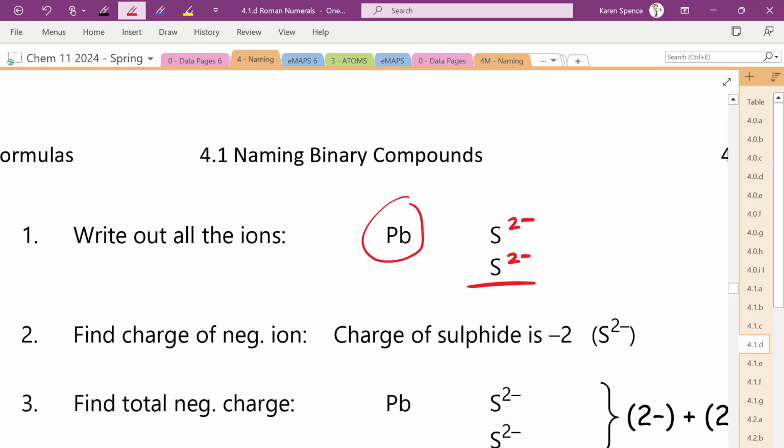What do we do with those charges? We add them up. So 2 and 2 is 4. What do I do with that 4- now? We have to say that we have a 4+. Whatever negative charge you have, you have to have the same amount of positive charge. Okay, if you've got 4-, you have to have 4+. And there's only one place to put that. We only have one Pb atom. So that lead is going to be lead 4+.